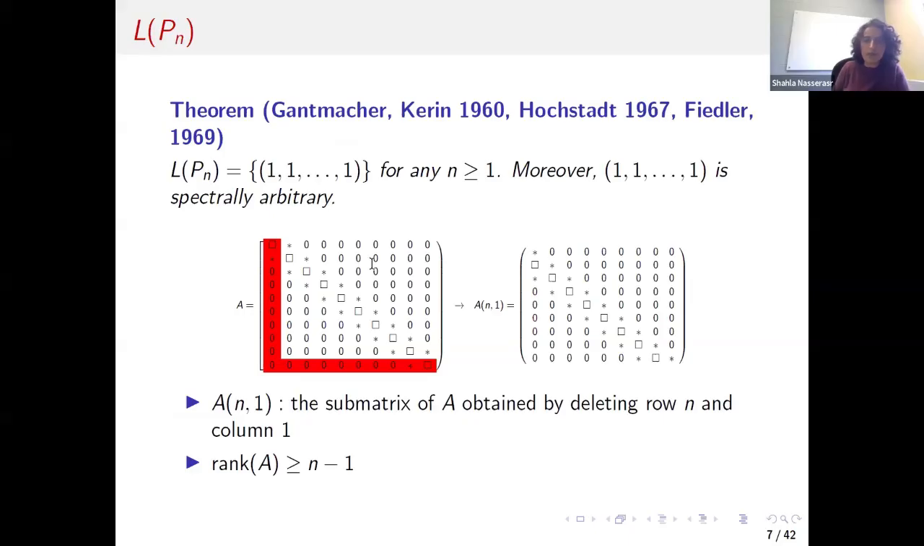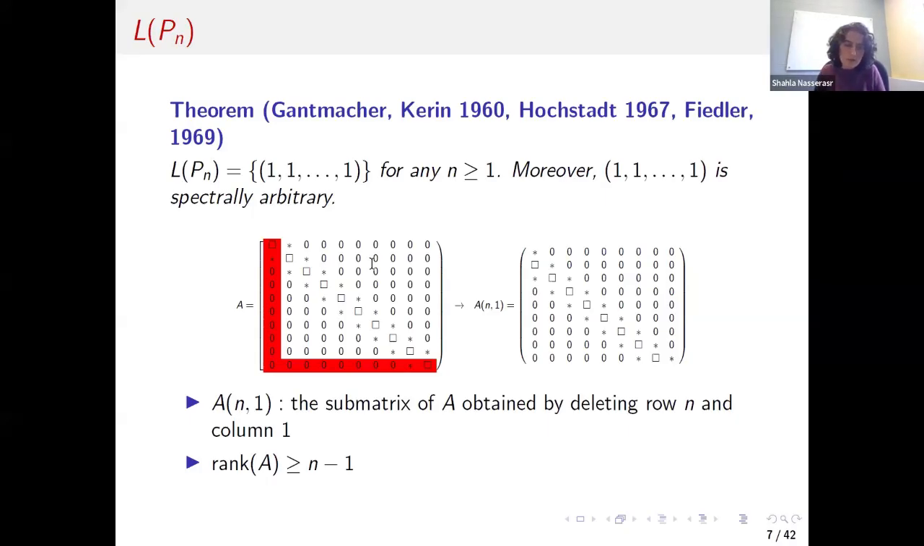1960, 67, and 69, that for any set of distinct n values, there is a symmetric tridiagonal matrix which has those values as its eigenvalues. And moreover, any symmetric tridiagonal matrix can have only distinct eigenvalues. Therefore, the list of P_n, the path on n vertices, is exactly the sequence of ones and nothing else. And moreover, those are spectrally arbitrary.